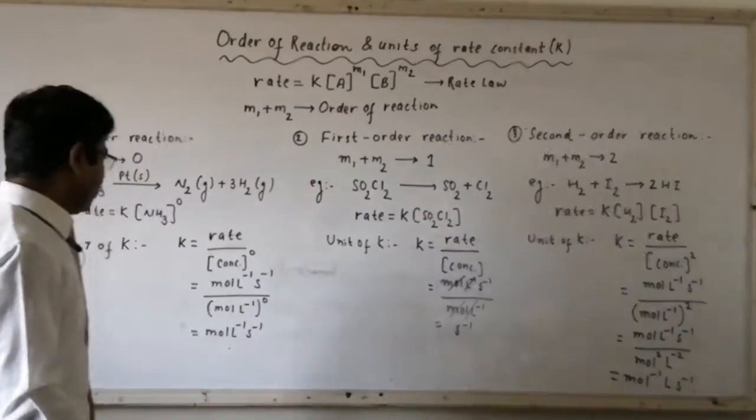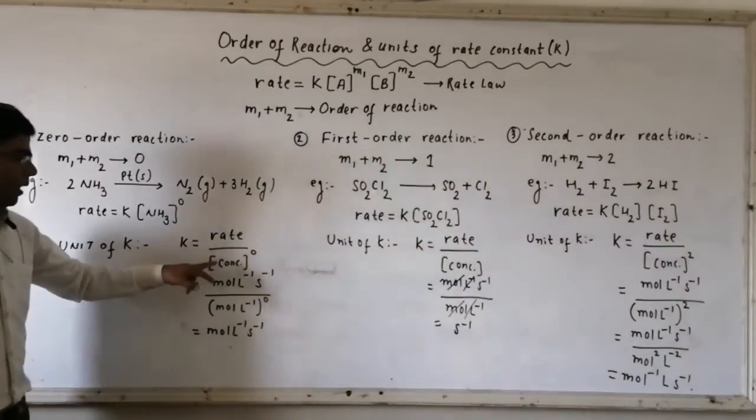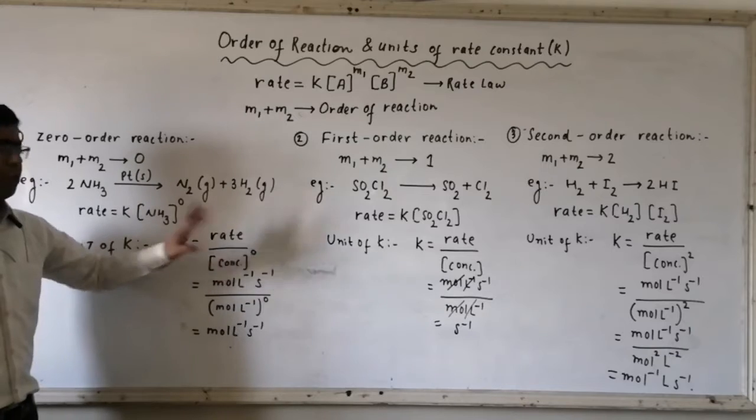Now about the unit. So unit of K can be written as rate divided by concentration to the power 0.